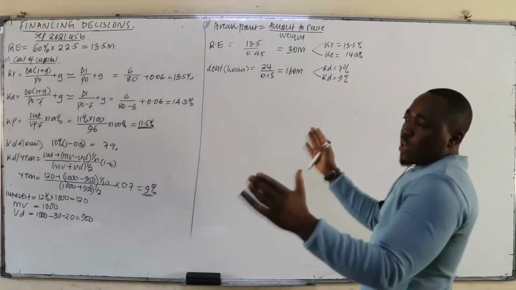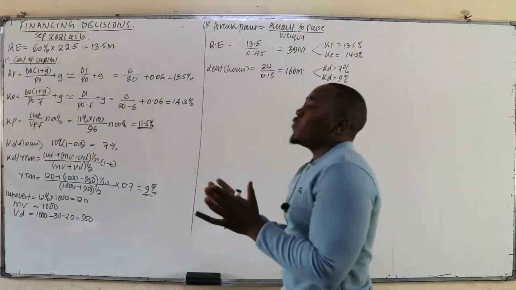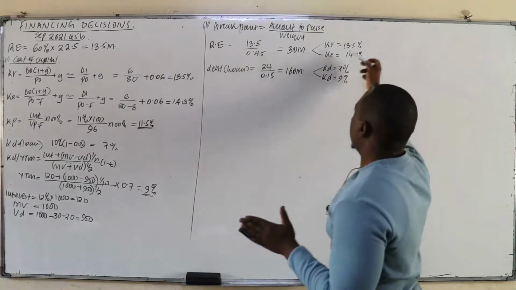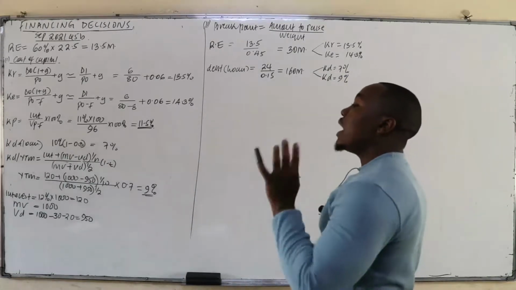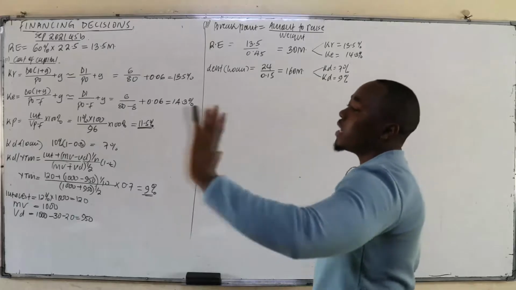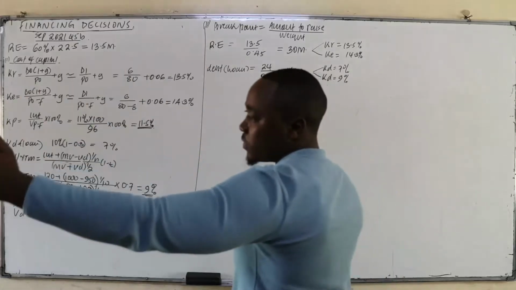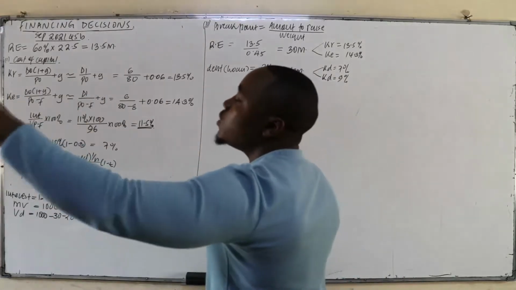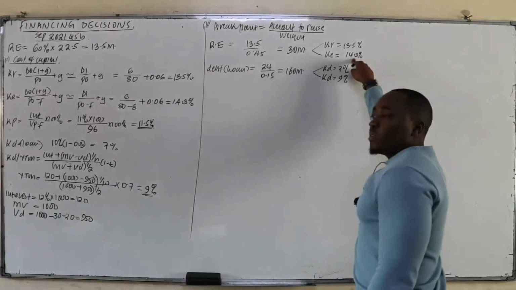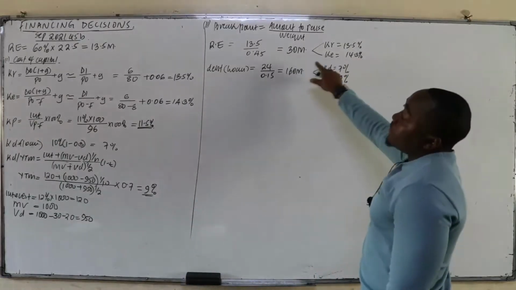So anything to do with the equity between 0 to 30, we can afford from retained earnings, which is cheaper at 13.5. But for us to raise any additional equity capital above 30, we go to the next expensive source of capital, which is issuing of new shares, which is expensive at 14.3. I interpret the same for the debt.